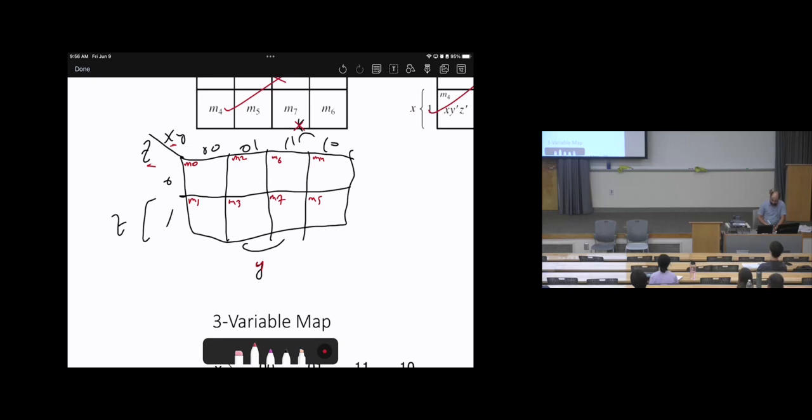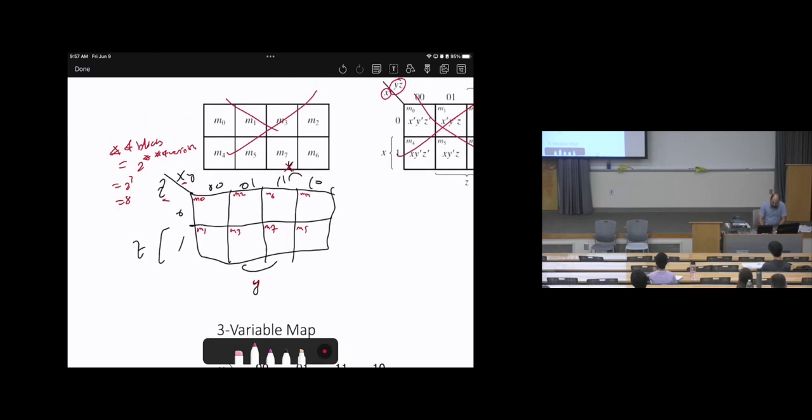Okay? The number of blocks equals 2 power number of variables. So in the 2 power 3, it will be 8. That's why we have 8 blocks, which is 8 minterms, or the number of blocks is the same as the number of minterms. Okay?